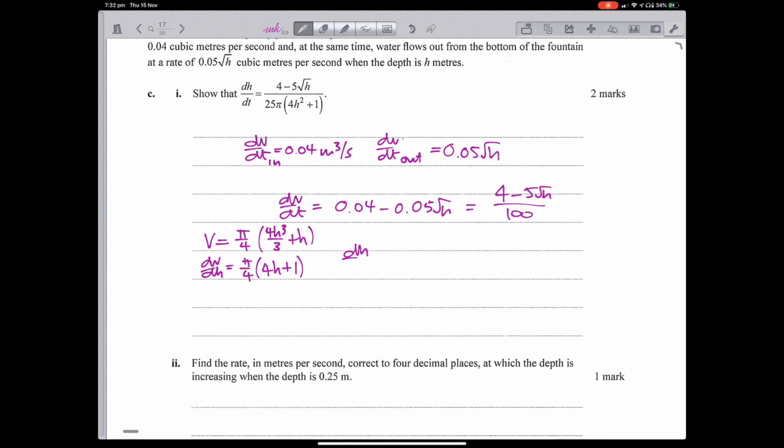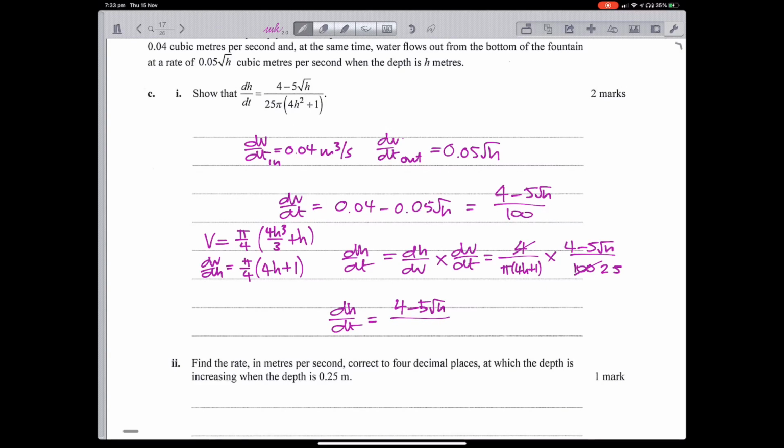Okay, dh/dt is dh/dV times dV/dt. dh/dV is just flipped upside down. So it's going to be 4 on pi (4h squared plus 1) times 4 minus 5 root h on 100. Okay, so that's going to cancel with that, make that a 25. So dh/dt is equal to 4 minus 5 root h on 25 pi (4h squared plus 1). That's because that's squared. Lucky they told us that, otherwise we'll just stuff that up. Okay, so that is dh/dt.